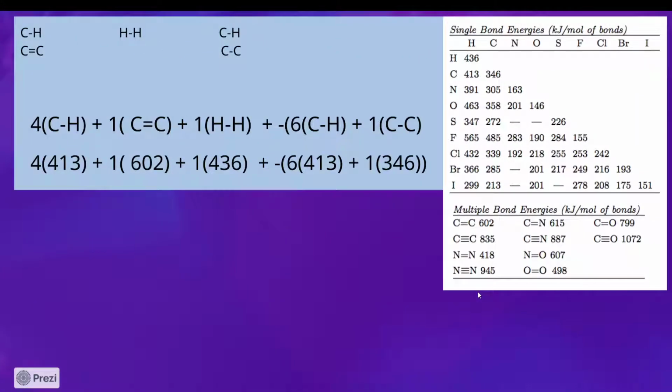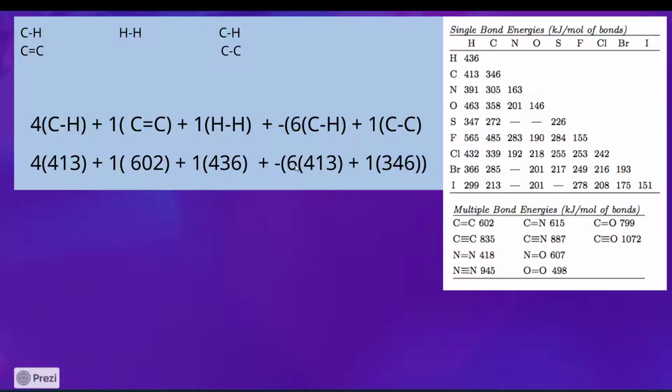Then we're going to set it up in a formula. We have 4 carbon-hydrogen bonds, and carbon-hydrogen bonds are 413 kilojoules per mole. So instead of carbon-hydrogen, we're going to put the 413. We have 1 carbon-carbon double bond, so that's 602. We're going to put that one right in there. We have 1 HH bond, so we'd have to find HH. That's 436. We put that one right in there.